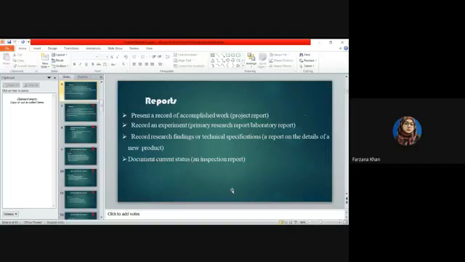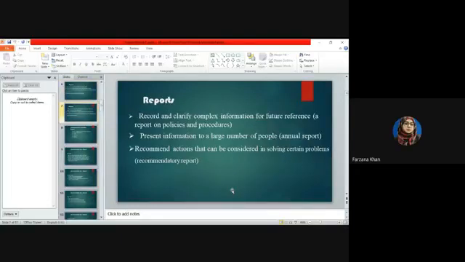So, reports record research findings and technical specifications. For example, a report on the details of a new product. Similarly, reports document current status. An inspection report is written on the current state after looking at the site and after evaluating the project which is ongoing. So, reports basically record and clarify complex information for future reference. For example, a report on policies and procedures, because they make clear the information to the authorities and they make decisions on the basis of those reports.